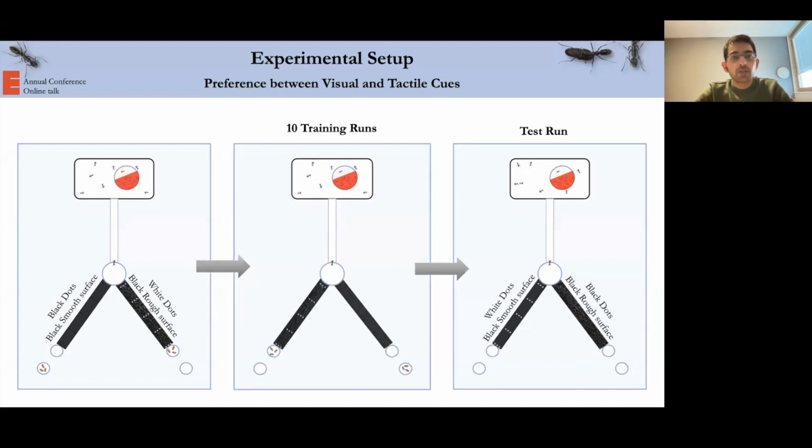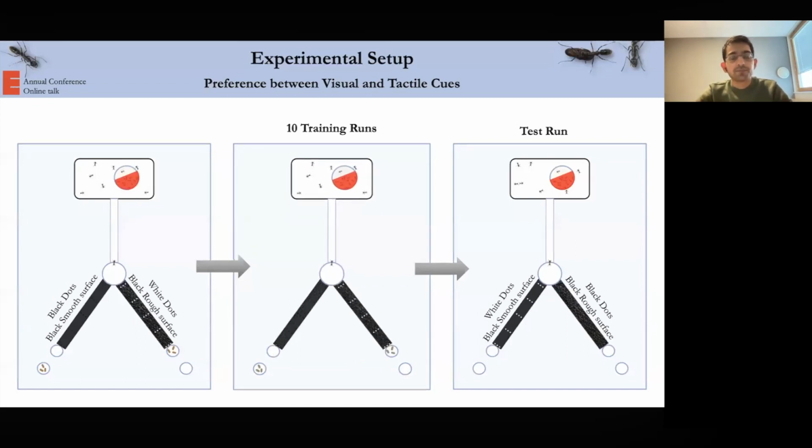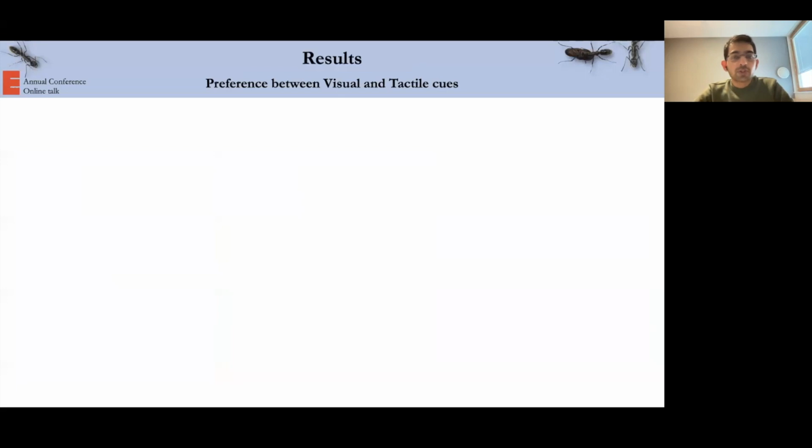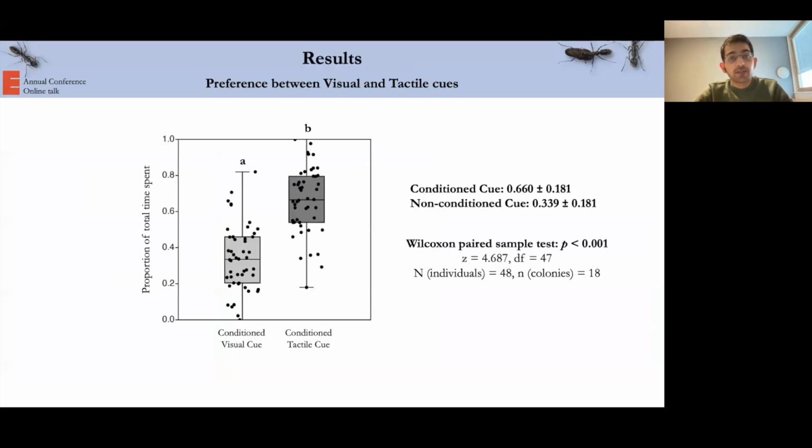24 ants were trained with the cue combinations shown here, and an equal number of ants were trained with the recombined cue combinations, which is the white dots on black smooth surface and the black dots on black rough surface. We observed that the proportion of total time spent is significantly greater on the arm with the conditioned tactile cue than on the one with the conditioned visual cue. Quantitatively, it was close to 2 times on the conditioned tactile cue relative to the visual cue. Hence, tactile cues are preferred over visual cues when placed in conflict.